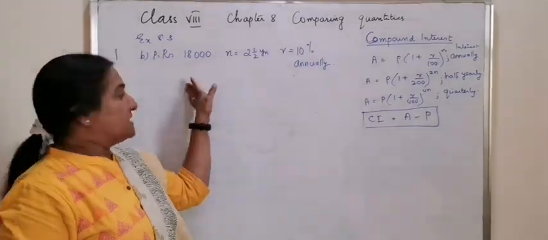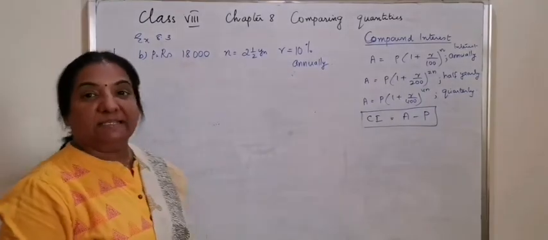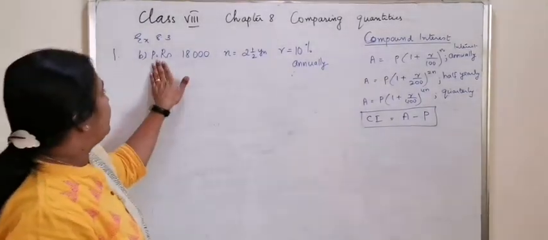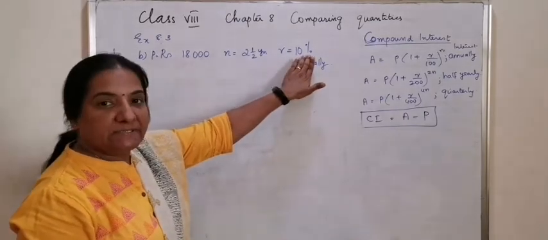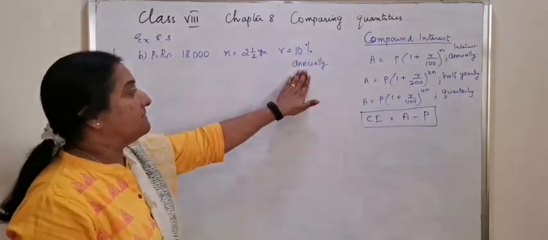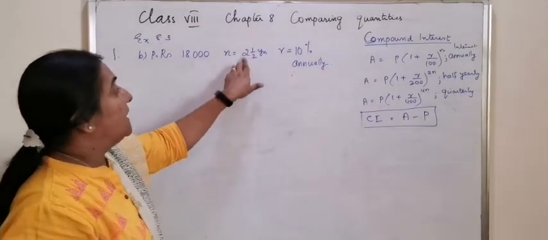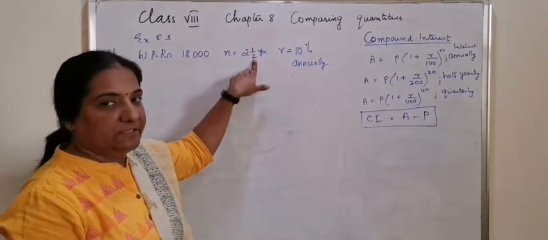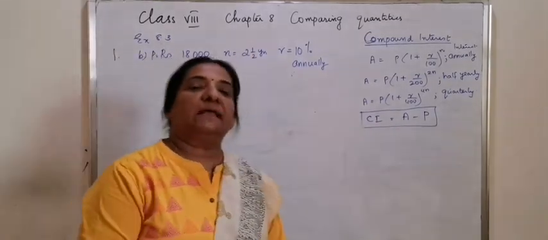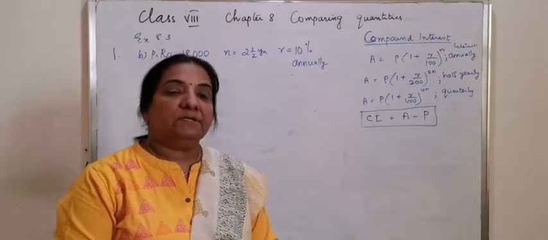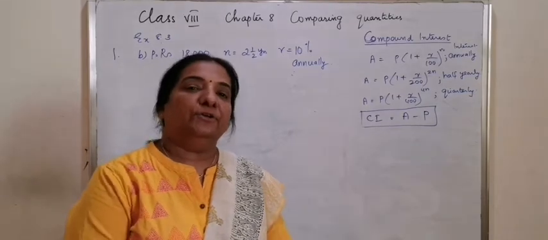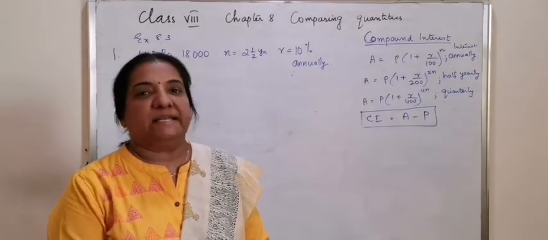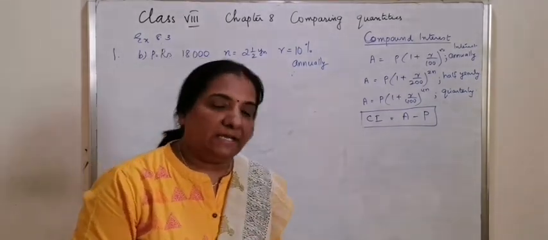In the B section of question number 1, you can see another type of question. The principal is given as 18,000. Rate is given as 10%. The compound interest is calculated annually and the number of years is 2.5 years. In such a case, you will calculate the compound interest for 2 years, and for the next half year you will calculate the simple interest and then we will get the total amount.